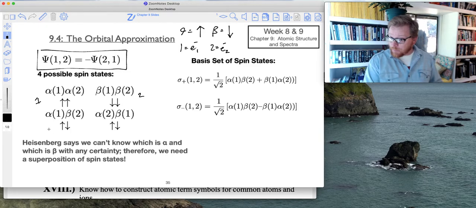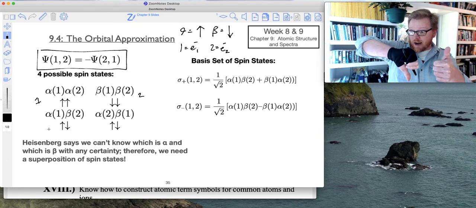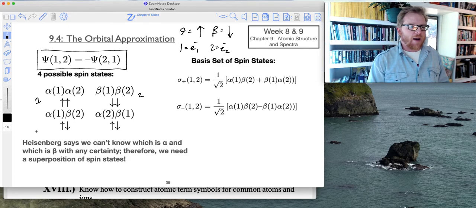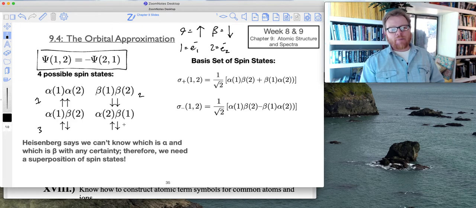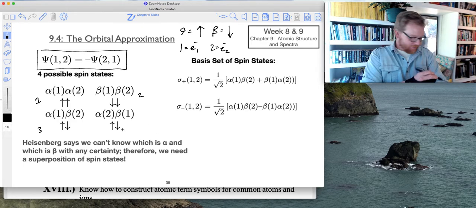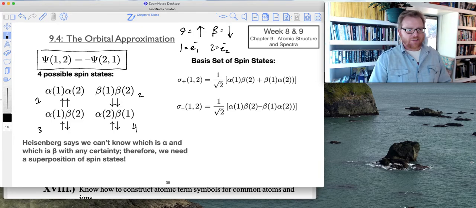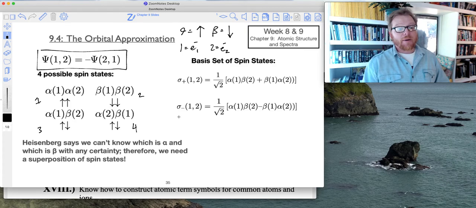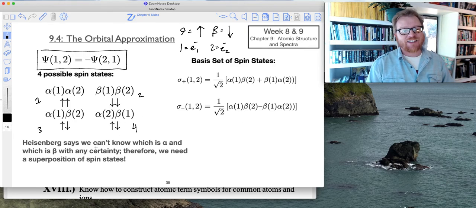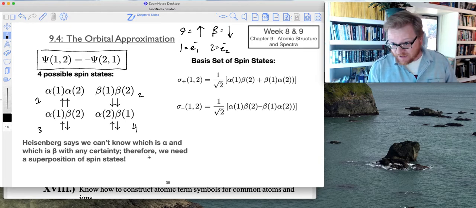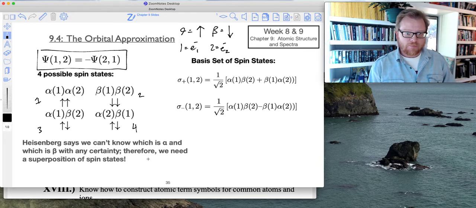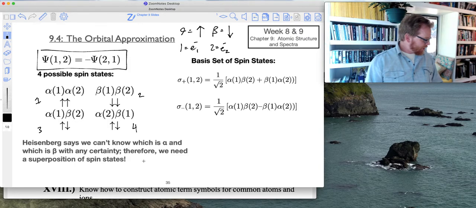I could have them paired up, like we talked about: alpha, beta, spin correlated. That's a third possibility. And I could keep them paired up, but then switch the positions. That is my fourth possibility. But because Heisenberg says we can't know which is alpha and which is beta with any certainty, we need a superposition of spin states.